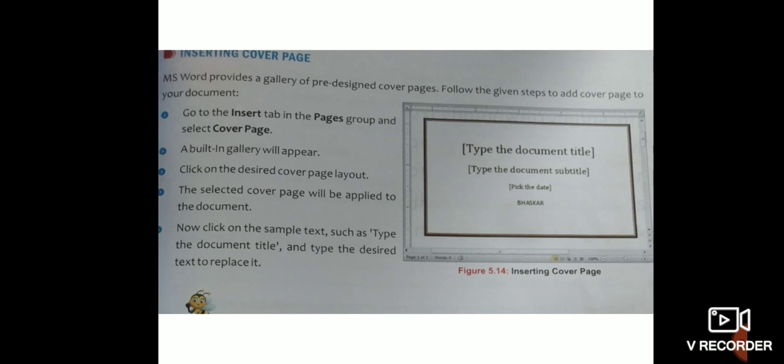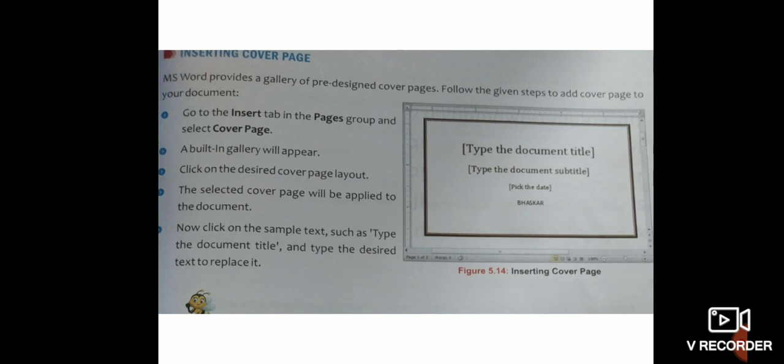Inserting cover page. MS Word provides a gallery of pre-designed cover pages. What you have to do to add a cover page to your document? Go to the Insert tab in the Pages group and select Cover Page. A built-in gallery will appear. Click on the desired cover page layout. The selected cover page will be applied to the document. Now click on the sample text, such as Type the document title, and type the desired text to replace it.